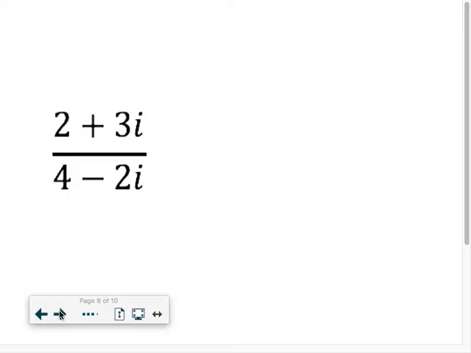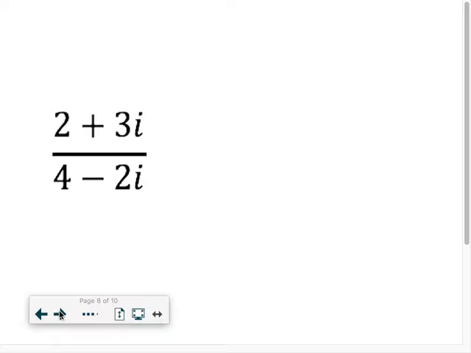Since i is the square root of -1, we don't want to leave i in the denominator either. So when I look at this, I see 2 plus 3i over 4 minus 2i, I'm not allowed to have i in the denominator. So then I got to come up with a plan. How am I going to get i out of the denominator? We're going to use what we just saw on the last slide. If you multiply two complex conjugates together, you get a real number. So whatever's in your denominator, multiply by the conjugate.